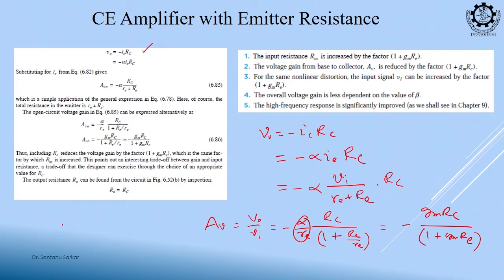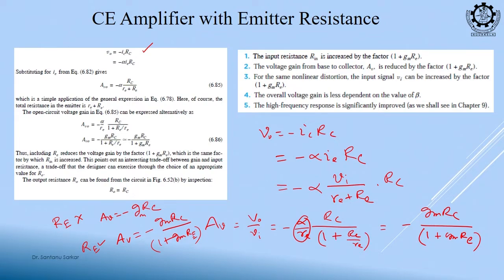Okay. So, when we did not have RE, without RE, what was our gain? GM RC. Now, we have a RE. What is our gain? Increased or decreased? How many times? GM RE times.